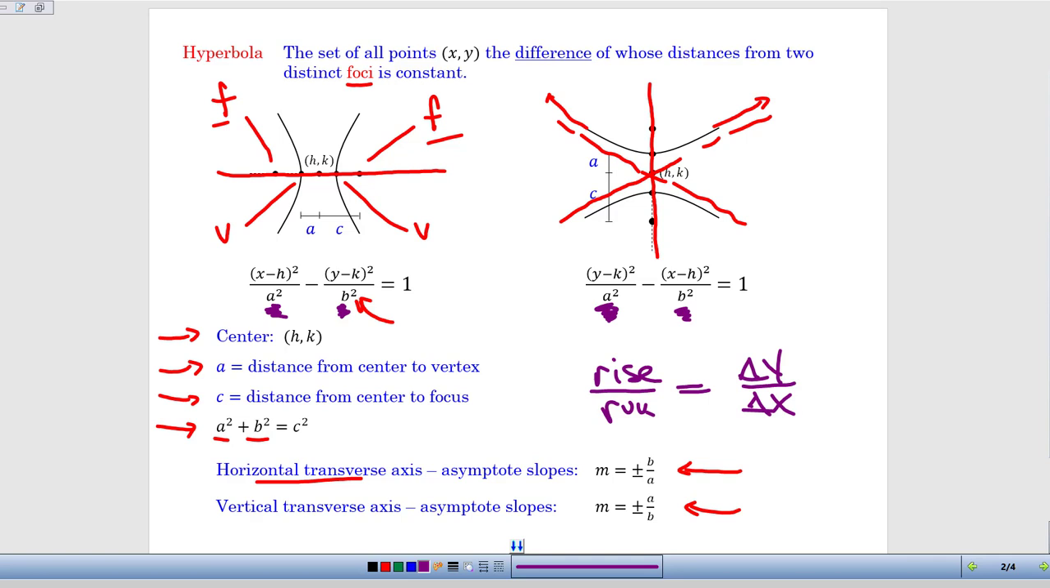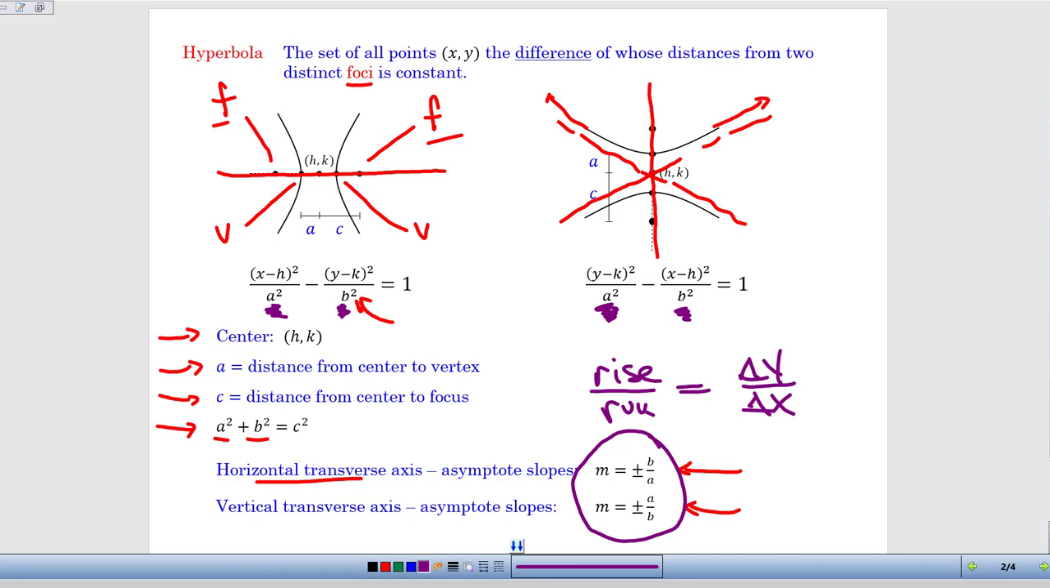So I'm going to go with the y denominator over the x denominator to figure out the slopes of the asymptotes. And then the one thing that we do have to remember is it's a over b or b over a. It's not a squared over b squared or b squared over a squared. So we just have to remember to take the square roots of those denominators when setting up our slope fraction.